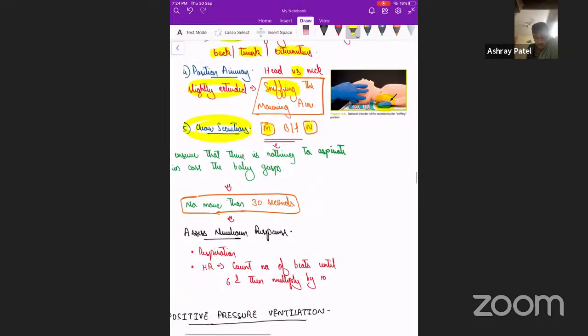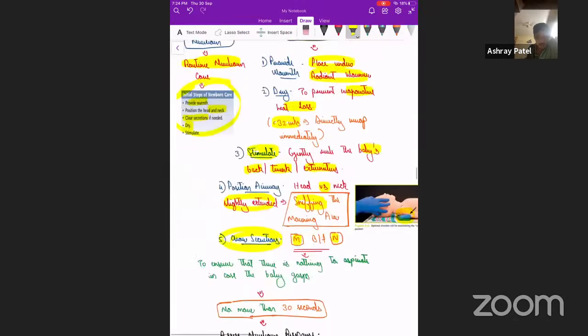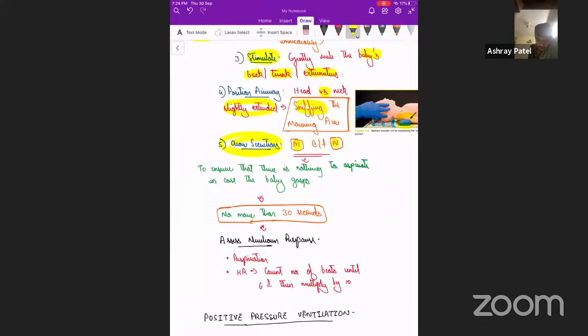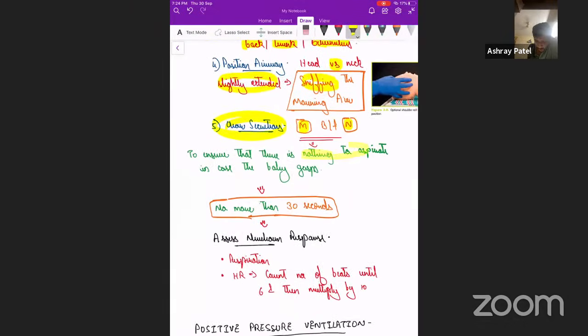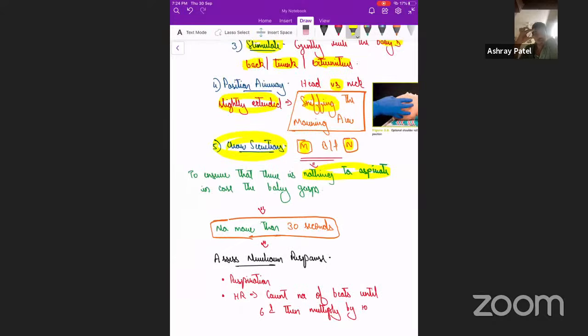Why do we do this? Anyone? Why do we clear the secretion from the mouth followed by the nose? Anyone would like to answer in the chat? Yes, very good. It is to prevent aspiration of the secretion, to ensure there is nothing left to aspirate in case the baby gasps for air. These initial steps of resuscitation should take a maximum of 30 seconds, so this much should be done within the initial 30 seconds.